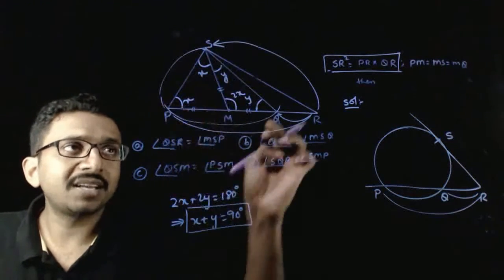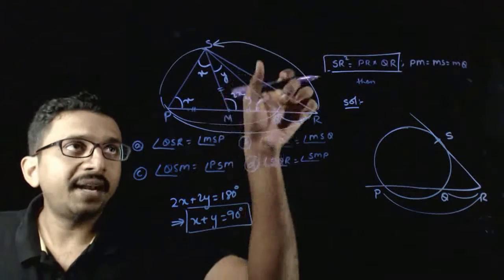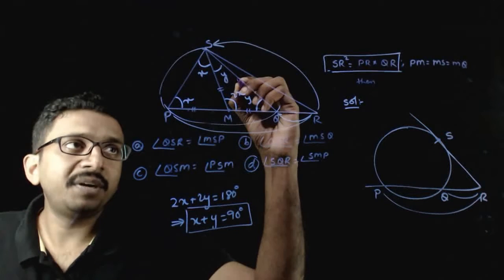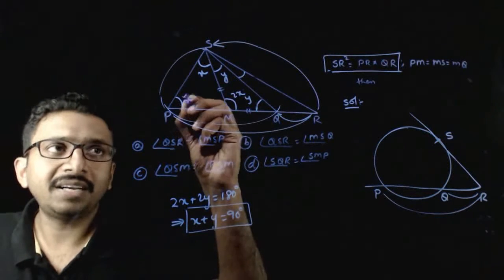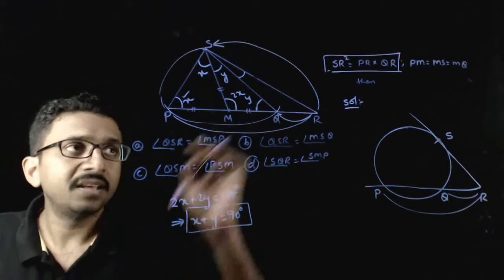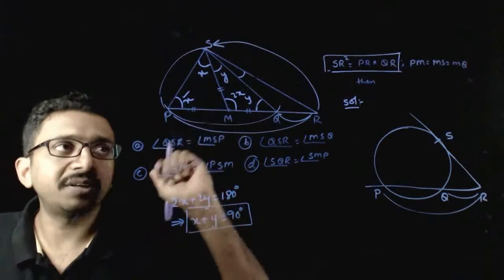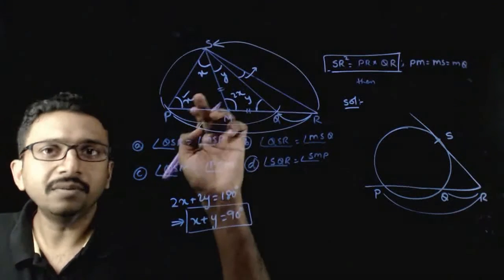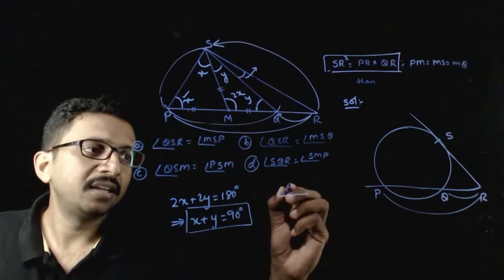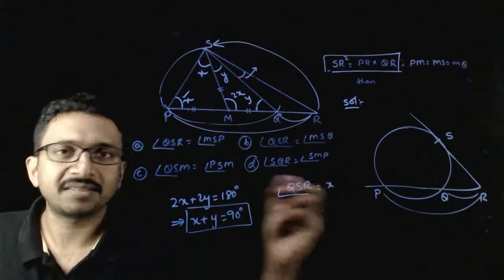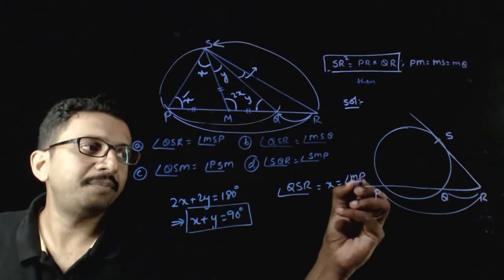Now if I draw a circle through P, Q and S, you can see that QS will be a chord and RS will be the tangent. The angle between the tangent and the chord will be equal to the angle in the alternate segment. That's the theorem that you have in circles. The angle between the tangent and a chord will be equal to the angle in the alternate segment. So this angle will be equal to this angle. So angle QSR will be equal to X, that is angle MPS.